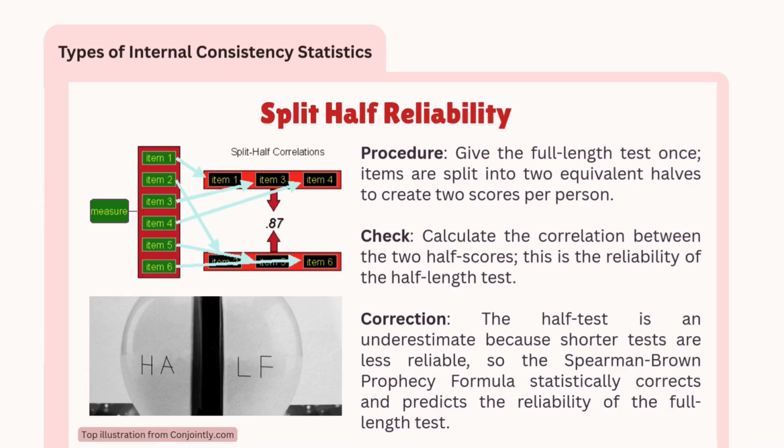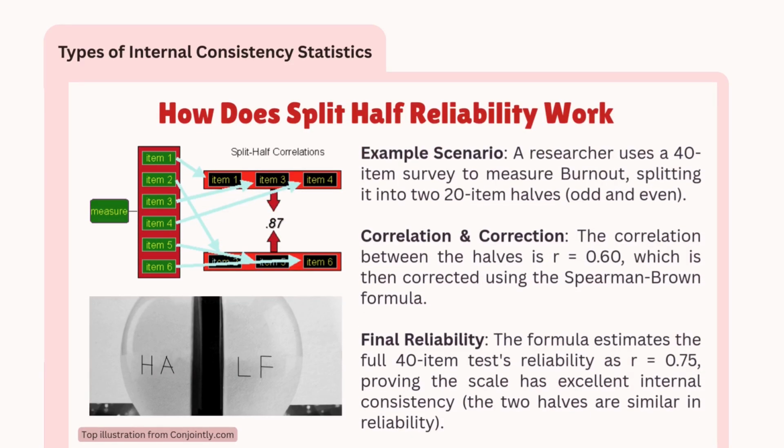So let's have a real-life example scenario. Let's say a researcher uses a 40-item survey designed to measure employee burnout. The researcher splits the 40 items into 2 item halves, consisting of odd and even, and finds that the correlation between those halves is .60. So .60 alone is, let's say, okay but not great result. But again, remember, this is only an underestimate.